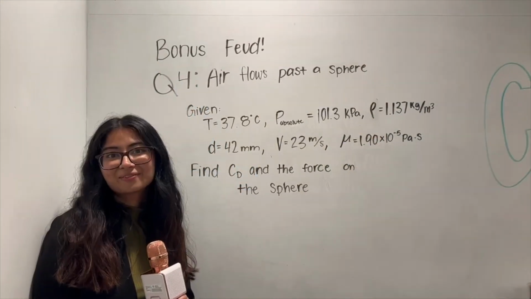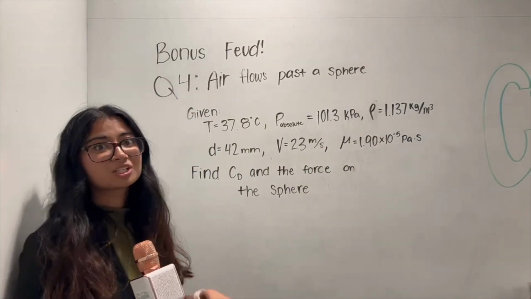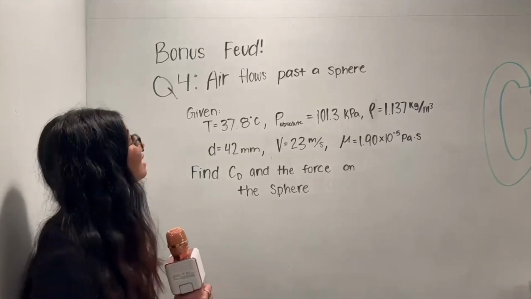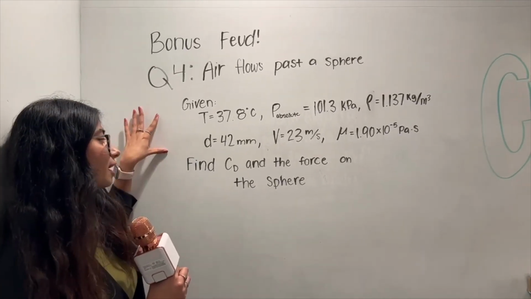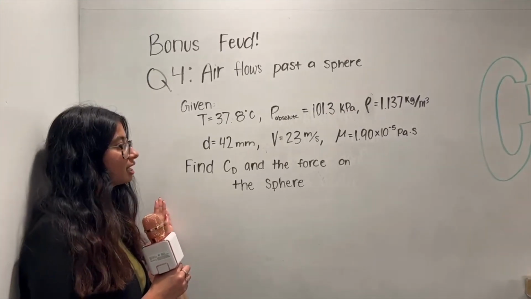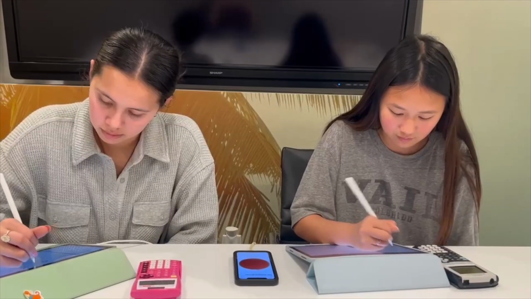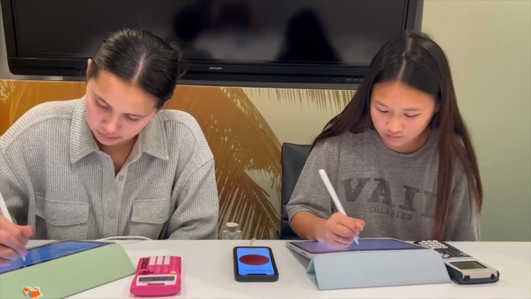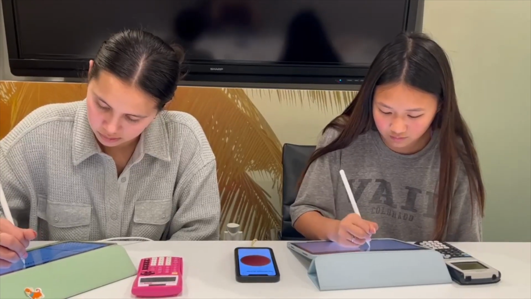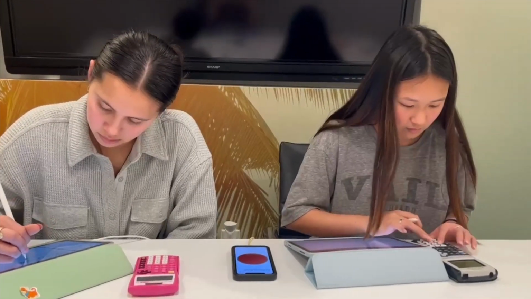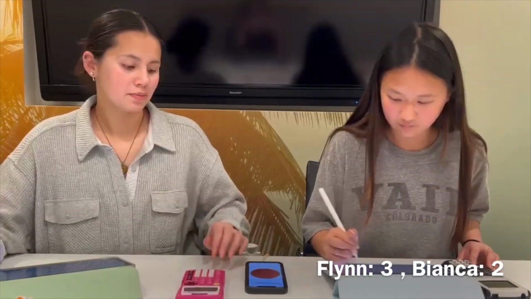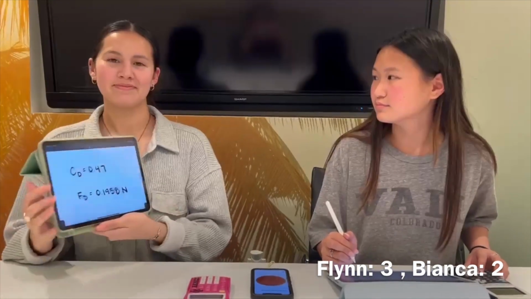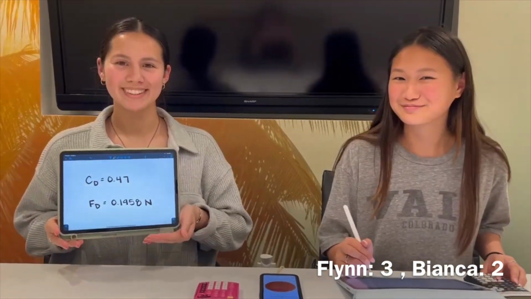And it's time for bonus feud. This question will be worth double the points. In this question, air flows past a sphere. Given this set of values, find the drag coefficient and the force on the sphere. That is correct.